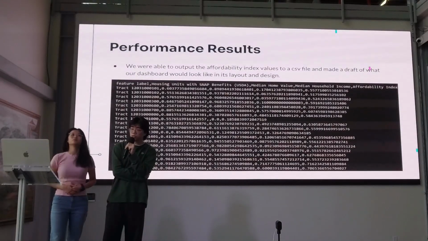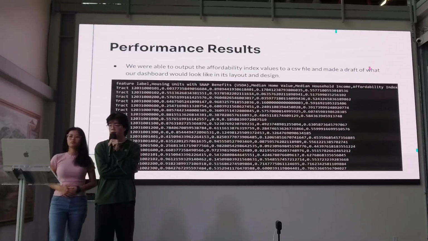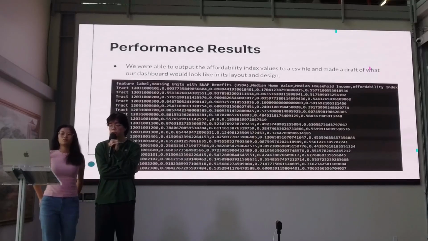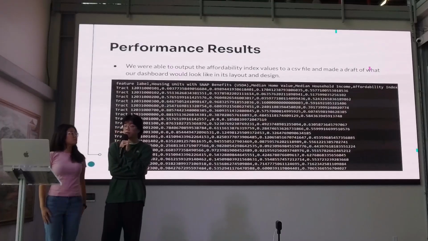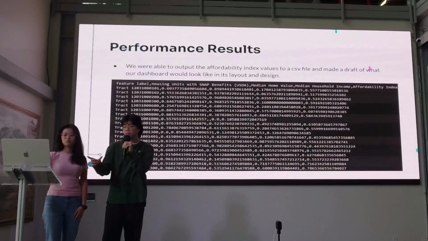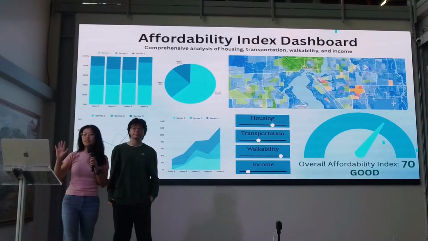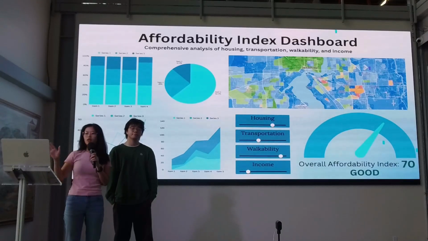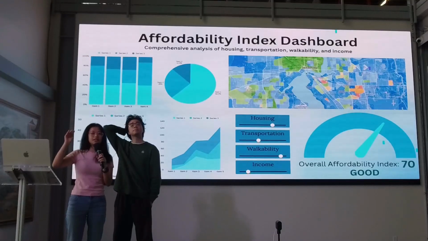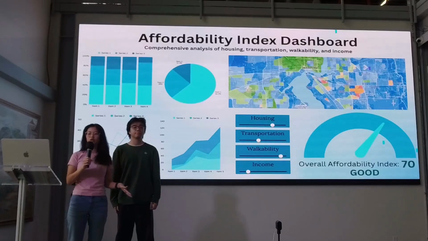And for our performance results, we were able to output these affordability index results in a CSV file. Next we have a draft of what our dashboard would look like after inputting this. So this is the design of our affordability index dashboard. We will have a color-coded heat map. When it has a high affordability index, we will have a darker shade, and when it has a lower affordability index, it will have a lighter shade.